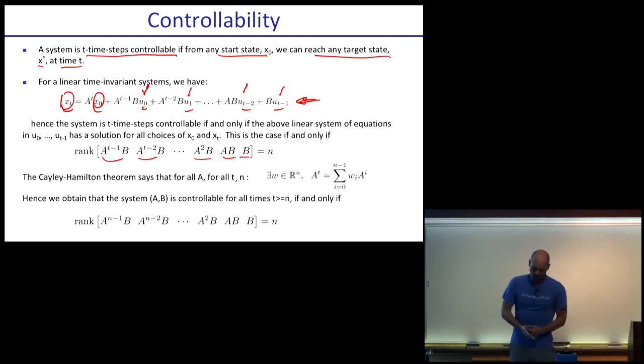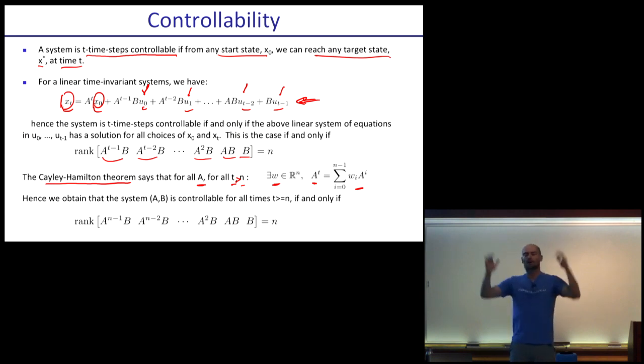Now there's a very interesting thing. We now know how to check if something is t time steps controllable. By the way, if it's not t time steps controllable, then if somebody asks you to bring something from x0 to xt in t time steps, you will just not be able to succeed for some combinations. Now, there's this other theorem from linear algebra that says that for all matrices A, for all t and n, there exists some weighting such that A to the power t is a weighted sum of, well, this should be really for all t. Yeah, that's fine. But we really care about t bigger than n is what we care about.